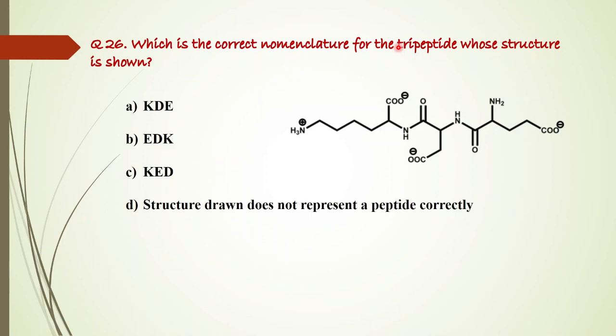I want all of you to solve this particular question. This is a very interesting one. I will not show the answer immediately. It basically states: which is the correct nomenclature for the tripeptide whose structure is shown? So this is a tripeptide that is shown, which will be the correct nomenclature for this?